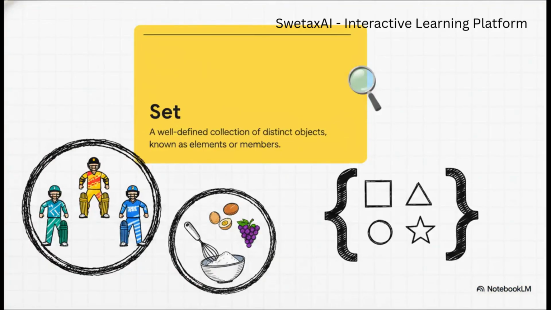So what even is a set? At its heart, it's just a collection of stuff. That's it, but it has two simple rules. One, it has to be well-defined, which just means we know exactly what's in and what's out. And two, the objects have to be distinct, no repeats allowed. For the IITJEE, we're usually talking about sets of numbers.